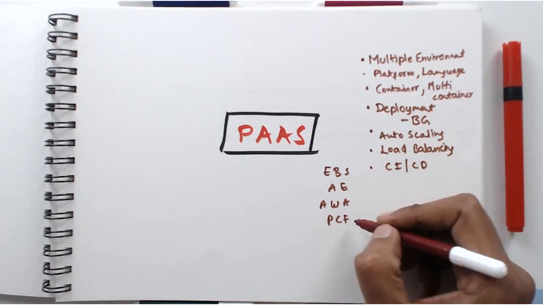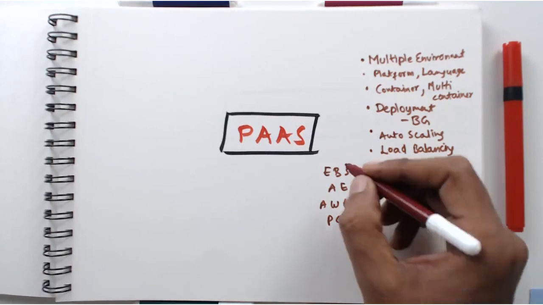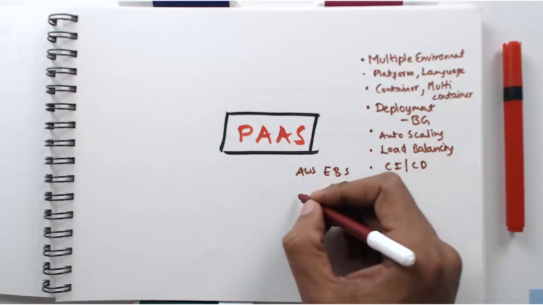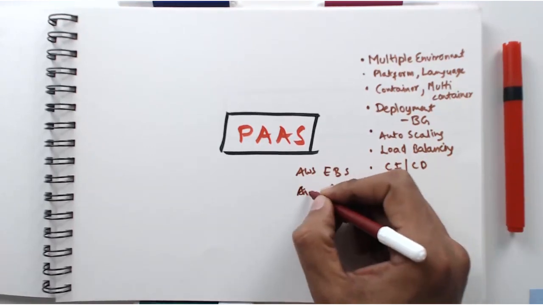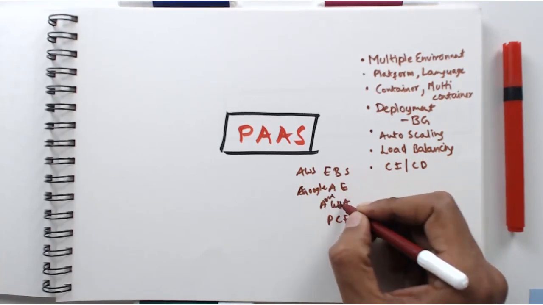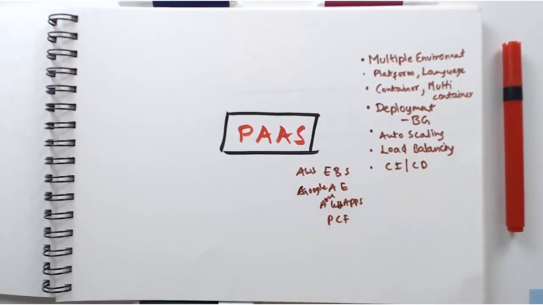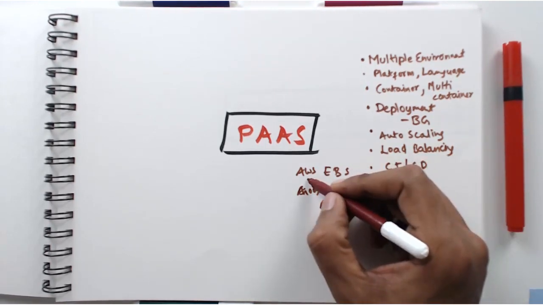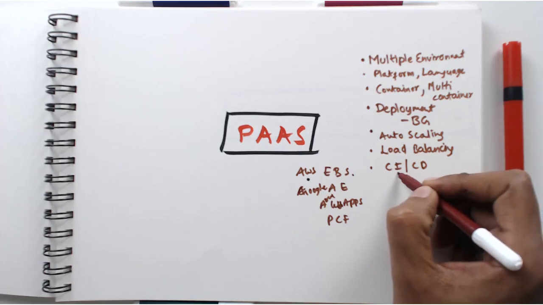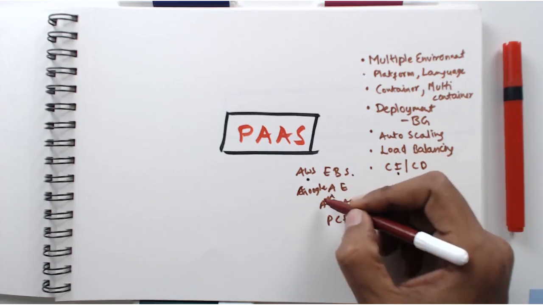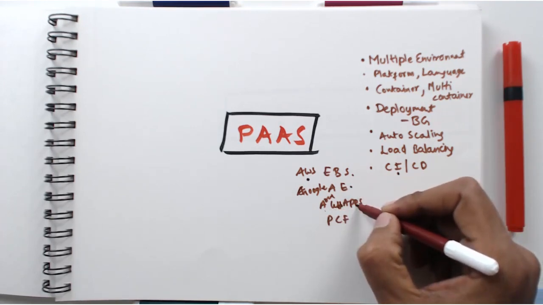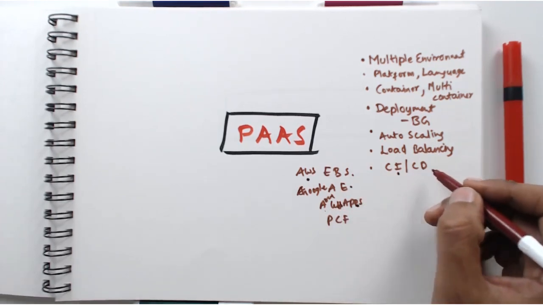In the case of AWS, it's AWS Elastic Beanstalk. This is Google App Engine. This is Azure Web Apps. So in the case of AWS, you can use AWS CodePipeline and CodeBuild to do the continuous integration and continuous deployment. In the case of Google App Engine, you can use Google Cloud Build. In the case of Azure Web Apps, you can use Azure DevOps to do the continuous integration and continuous deployment.